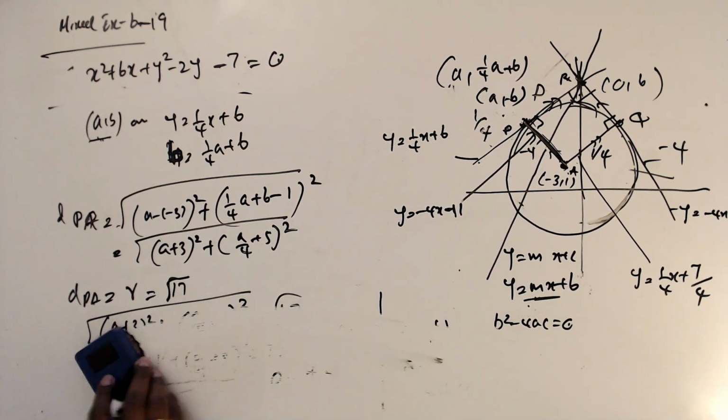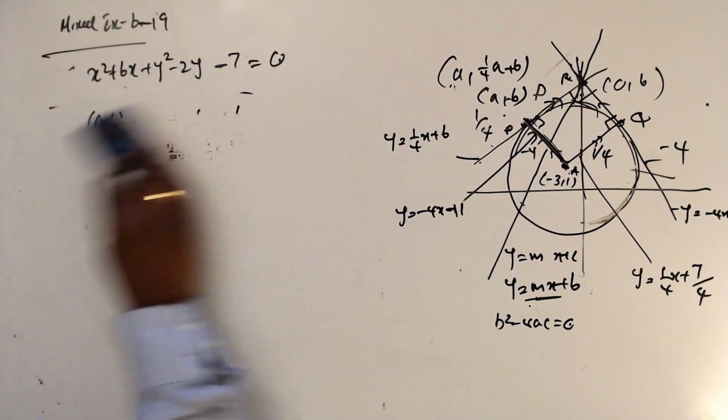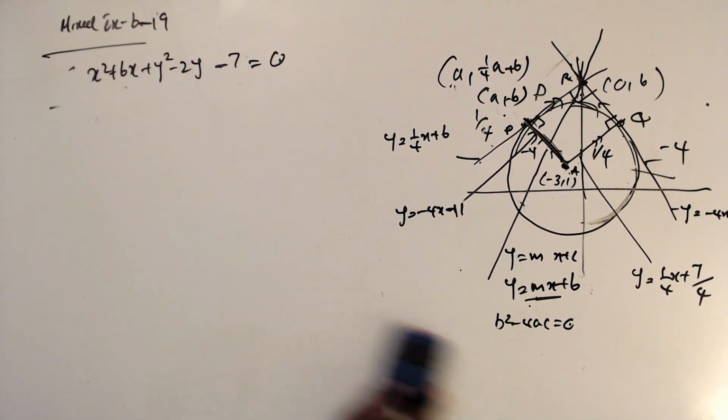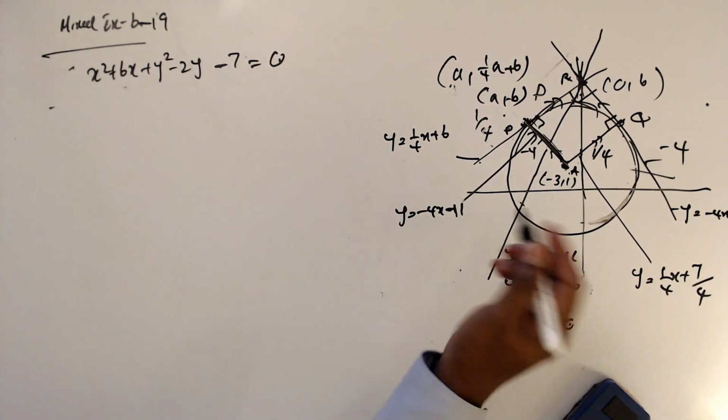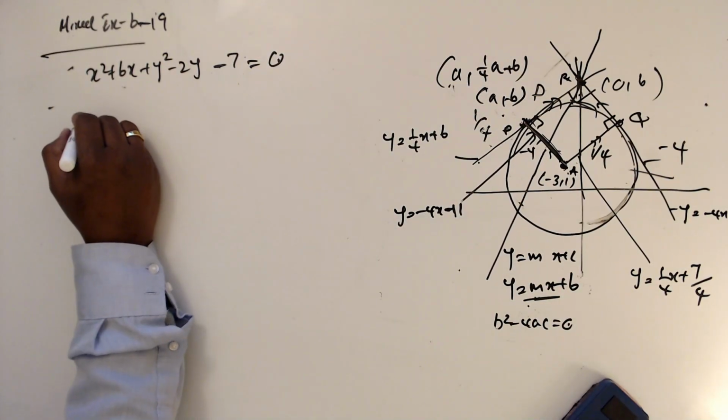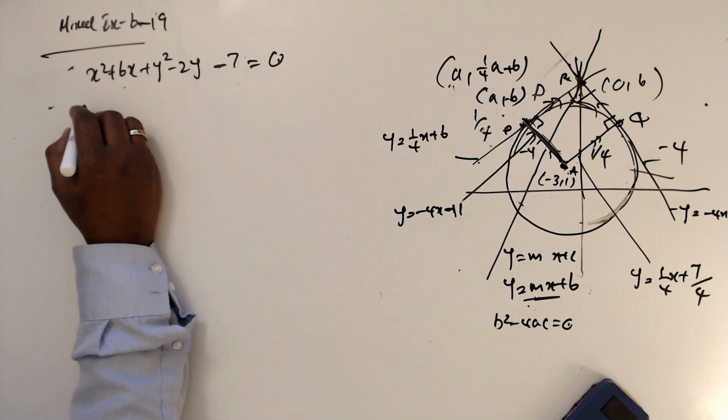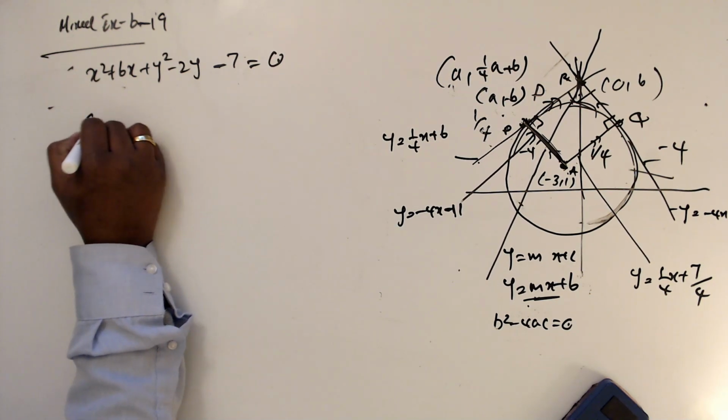Now the last thing is we want to find the area of the APQR quadrilateral. So as we said earlier, this is a square.